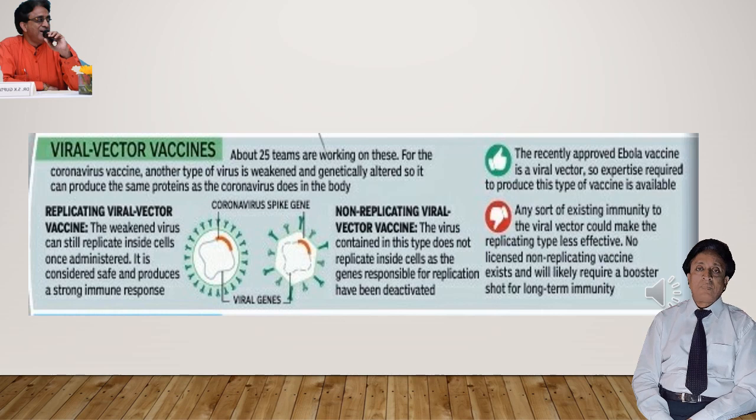And in this category, most important are the viral vector vaccines. About 25 teams all across the world are working on this type of vaccine. In this, the genetic material of the coronavirus is integrated into another virus, which is known as the adenovirus, and the genetic material along with the adenovirus is injected into the human body. Once inside the human body, this virus starts infecting the human cells, and the genome of the spike protein in the coronavirus starts forming the spike proteins, which are immunogenic, and the human body starts developing antibodies against them.